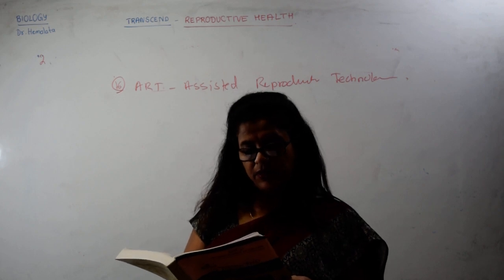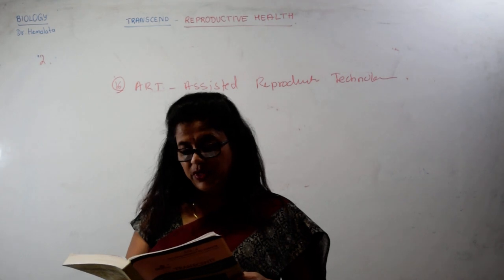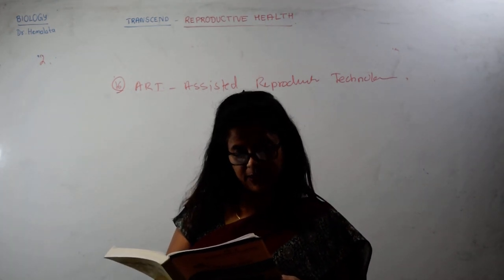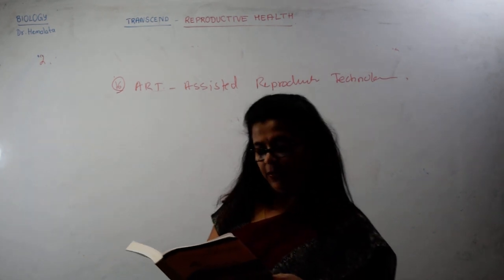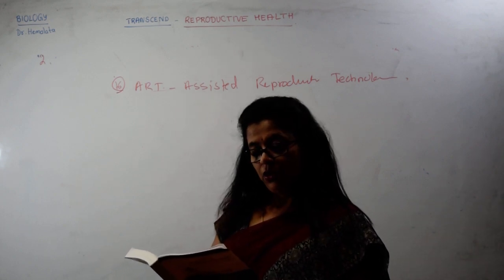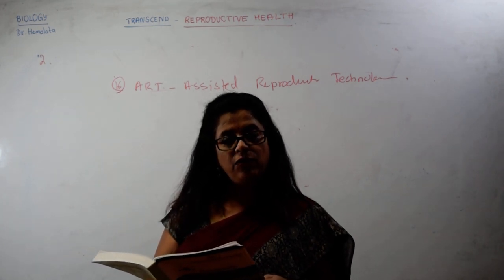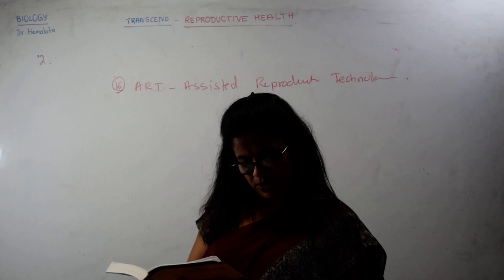Next is it includes a number of special techniques which assist infertile couples to have children. That must be the right answer. Therefore, among all the three, the third one is only right. That is, assisted reproductive technology helps for what? To have children for infertile couples. That's the right answer. Okay.